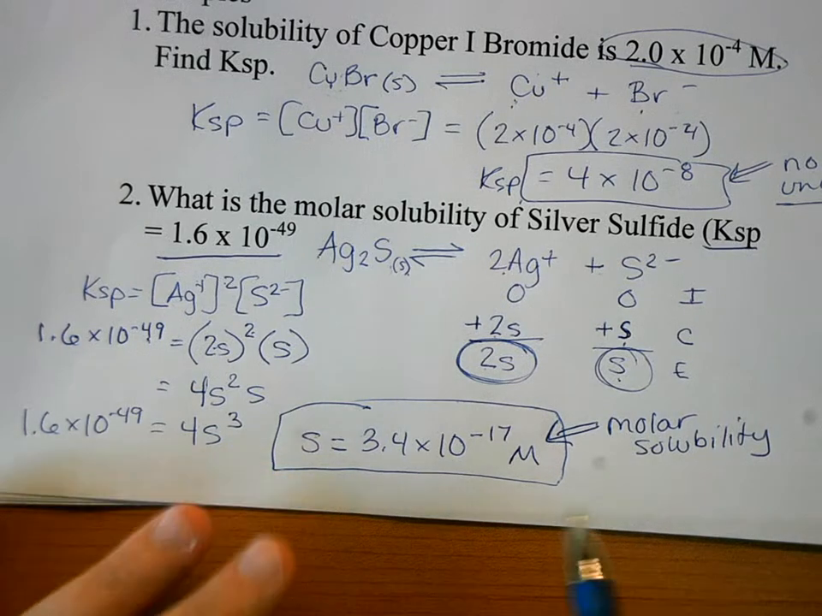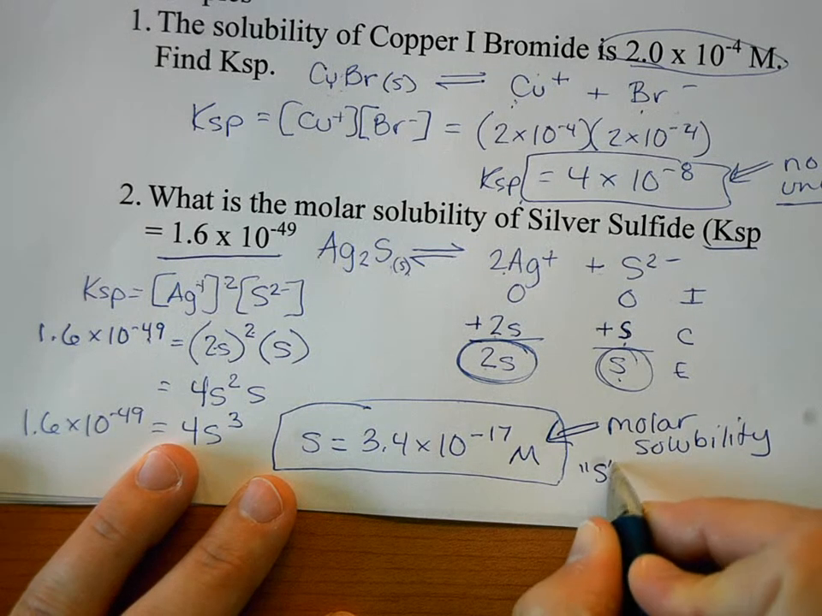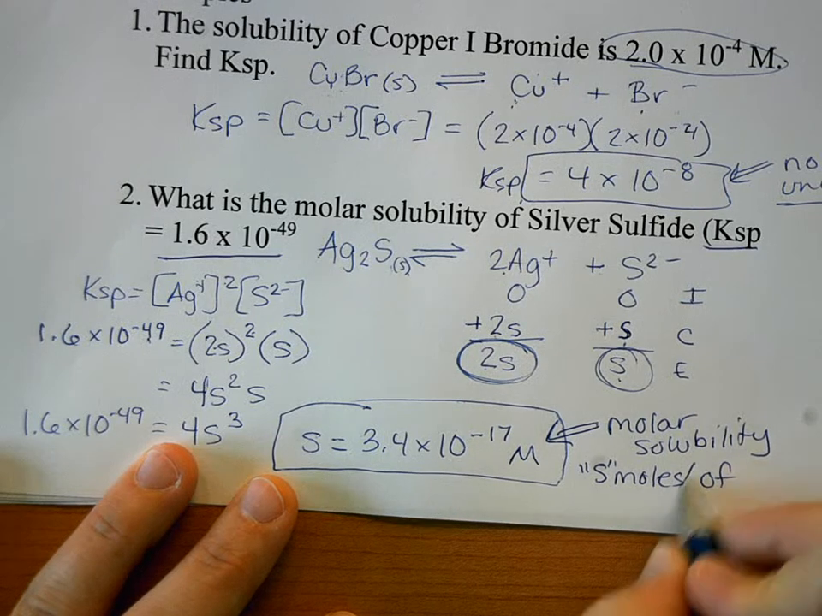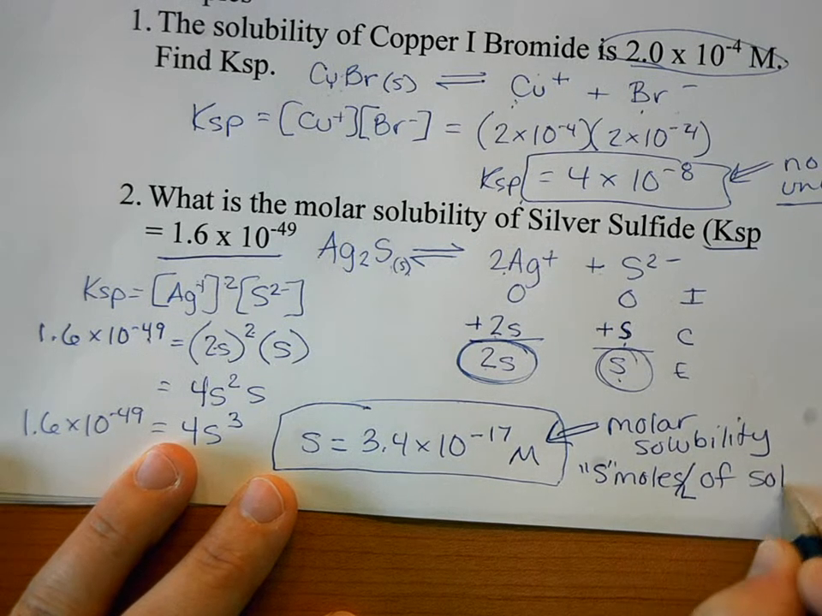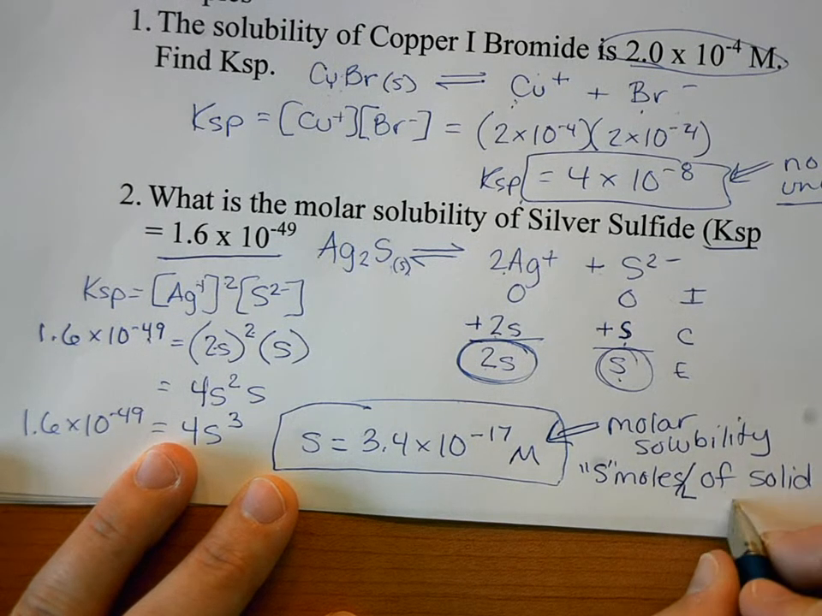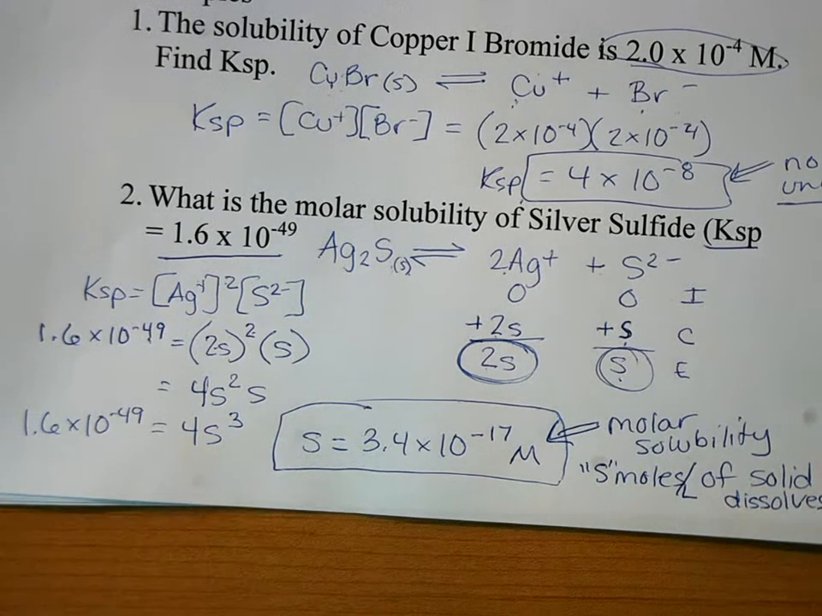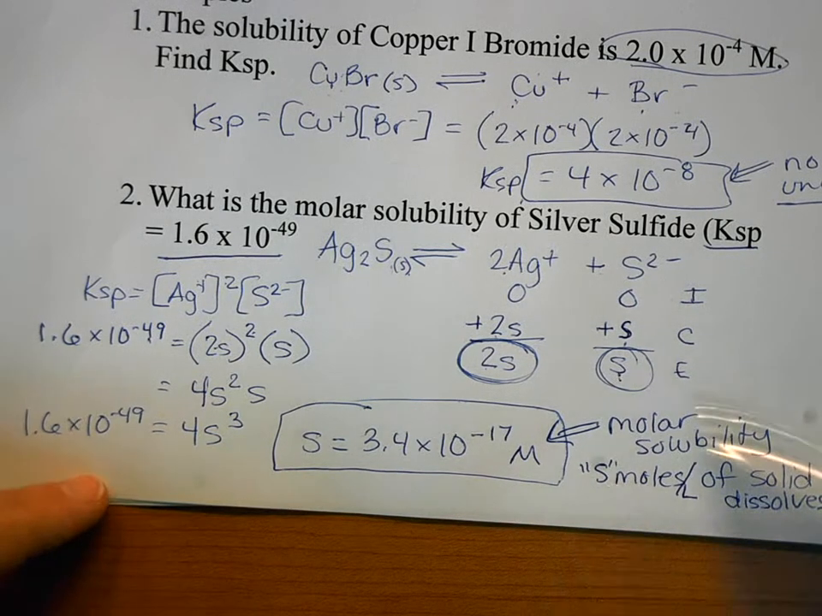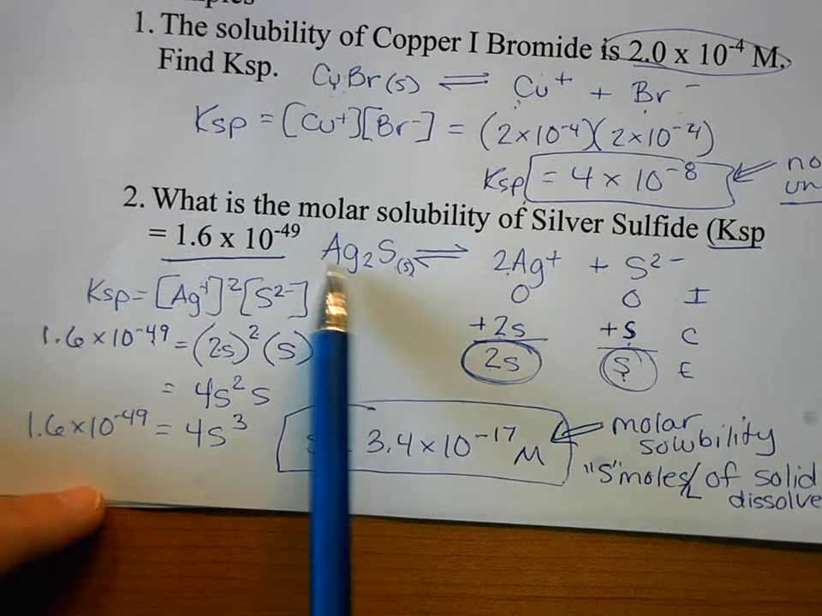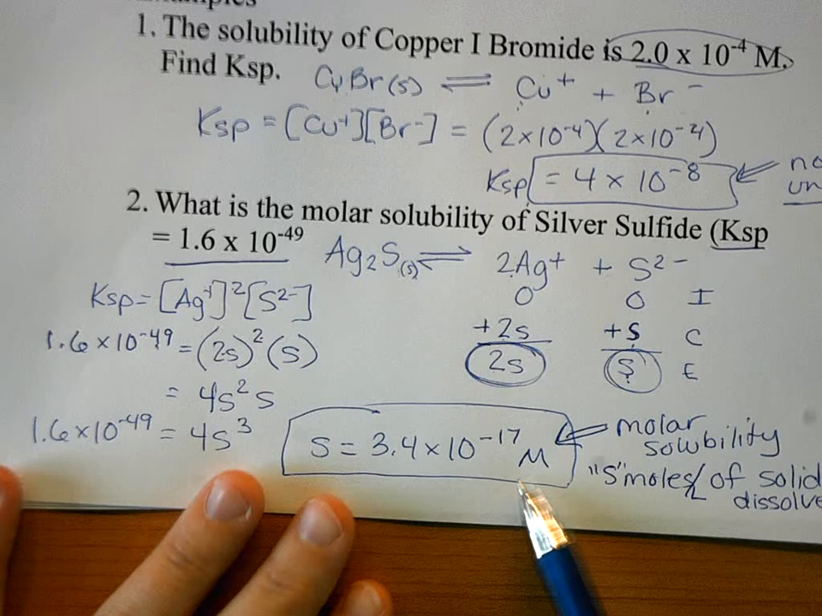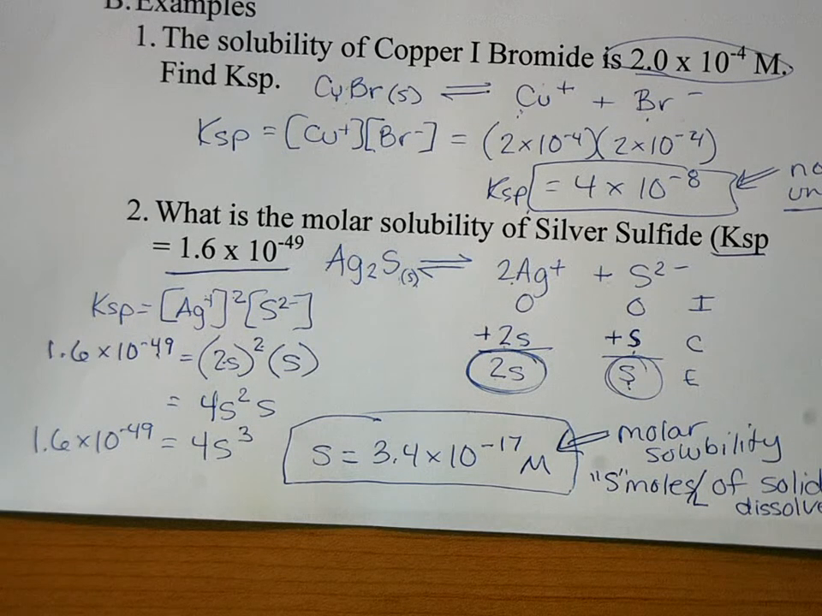And what this is telling me is that I have S moles per liter of my solid dissolving. That's what you're solving. When you solve for S, it's telling you how much of this solid is actually dissolving in solution per liter. And so all you have to do is solve for S when it asks you for molar solubility.